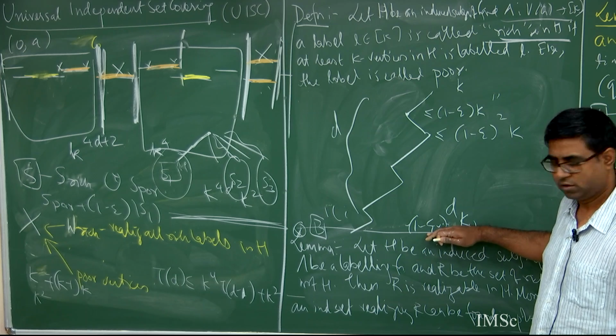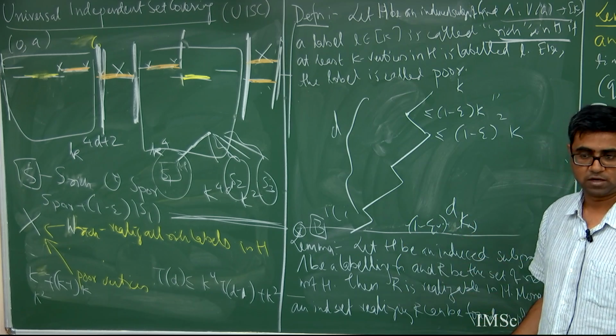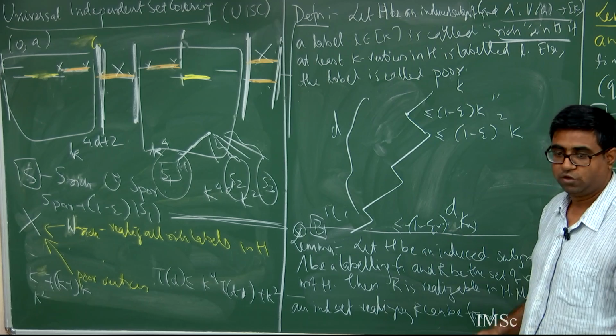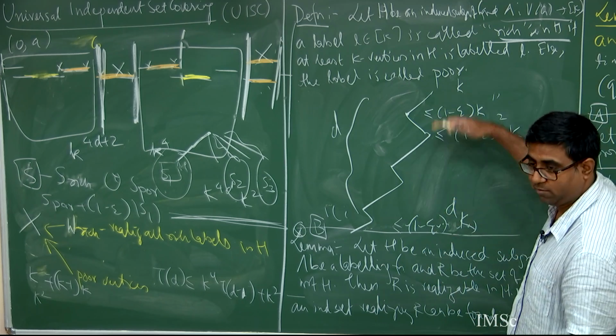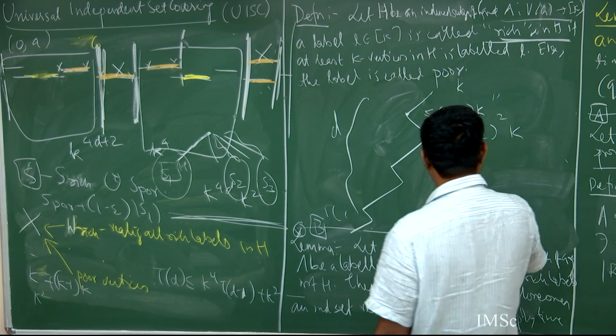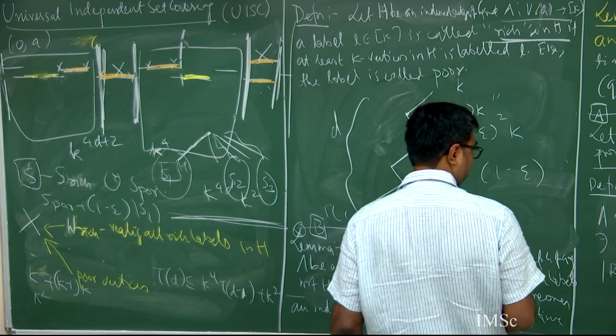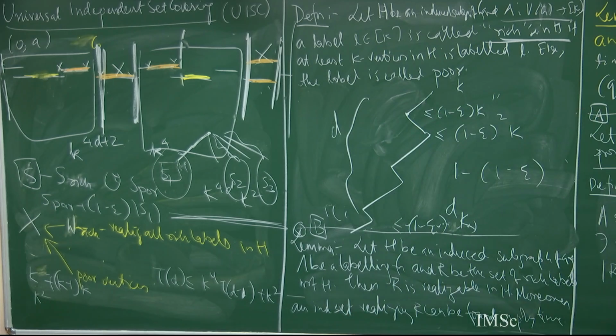So what is this number? Let's try to understand this. This is at most the rich labels. The total number of rich labels which has become poor is 1 minus epsilon to the power... let's do this computation so that you see the maths at least happening. Not that this is very important.